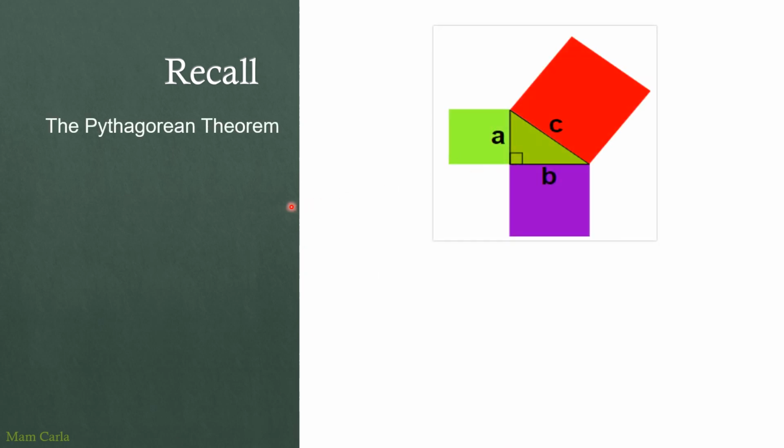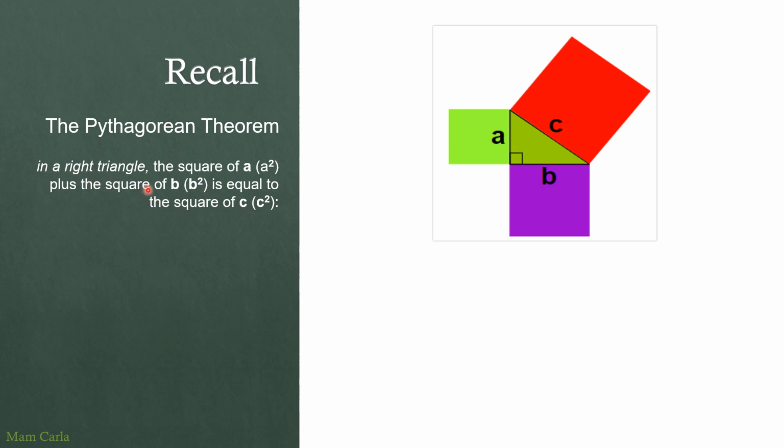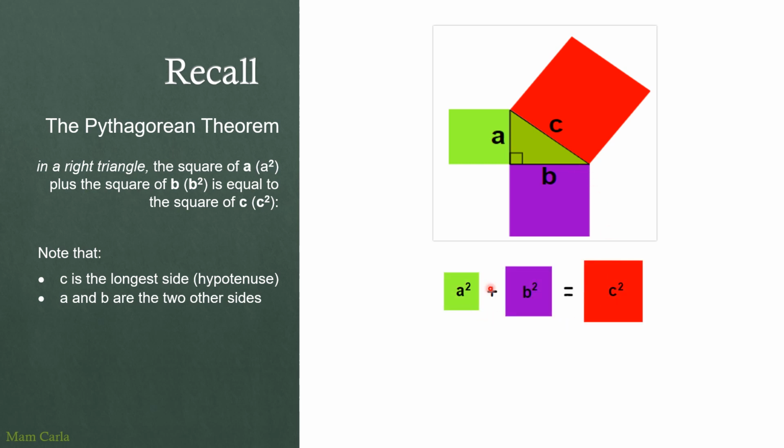This theorem states that in a right triangle, the square of A, this side, plus the square of B is equal to the square of C. We have to take note here that C is the longest side and this one is called the hypotenuse, while A and B are the two other sides. So we say that A squared plus B squared equals C squared. This is the formula for the Pythagorean theorem.